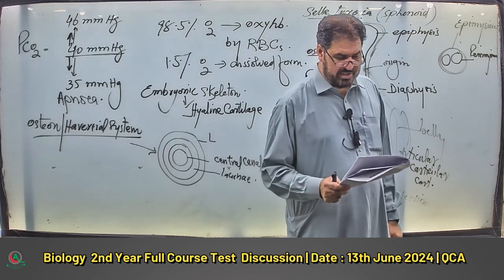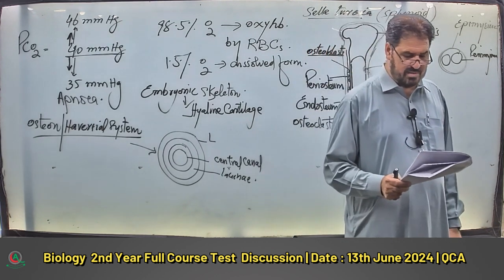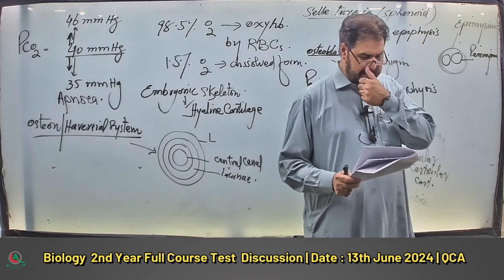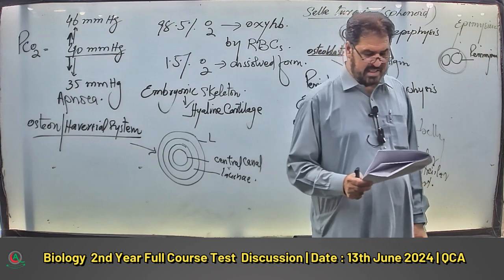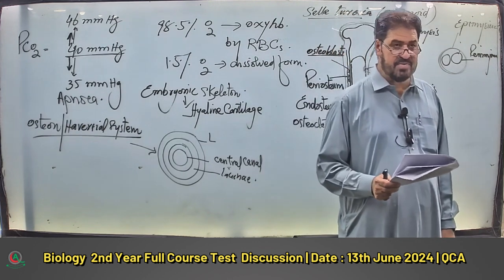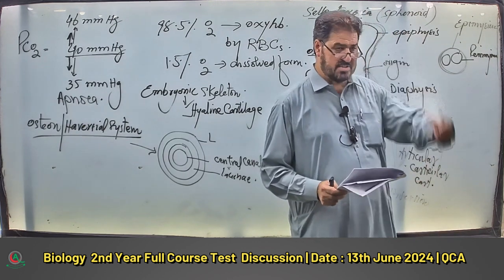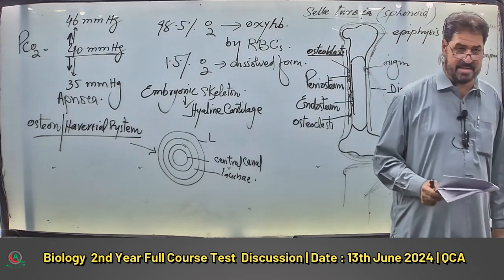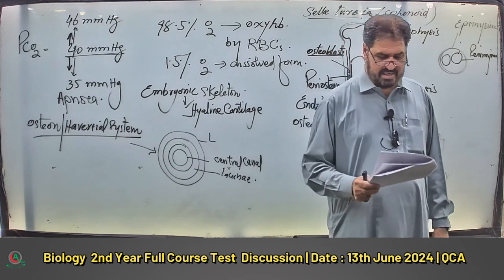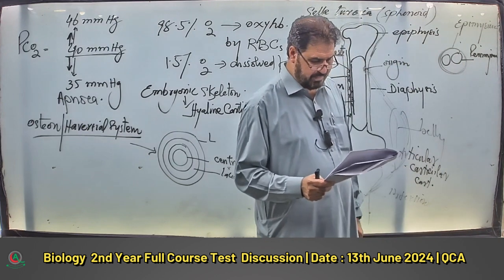An injury to which part of the brain results in disorder and causes socially inappropriate behavior? Frontal lobe. This lobe is responsible for reasoning, judgment, thinking, and planning. So frontal lobe is the correct answer.